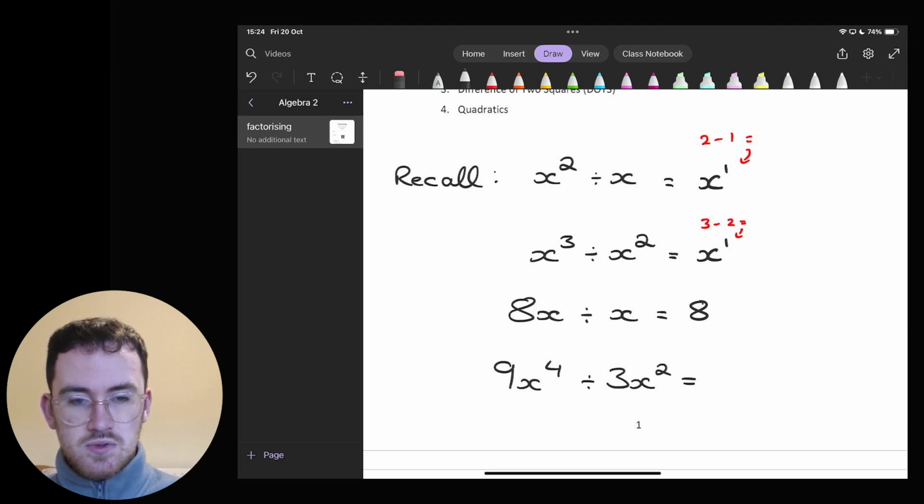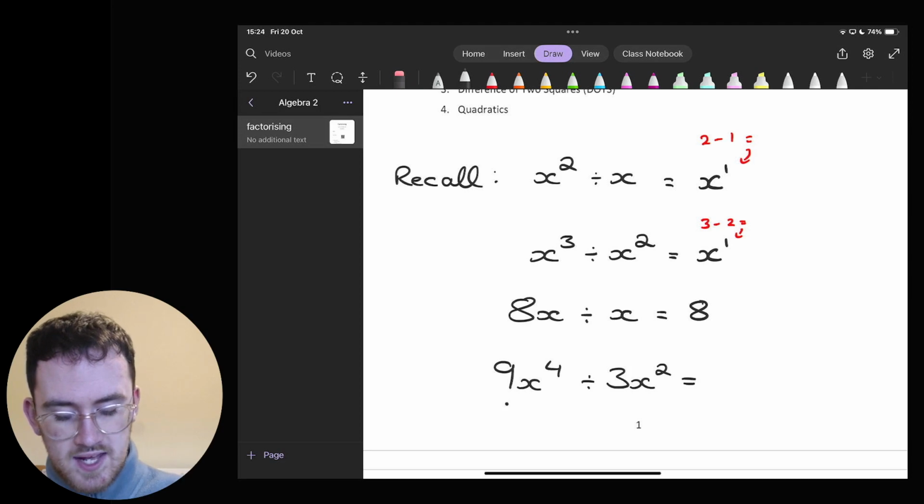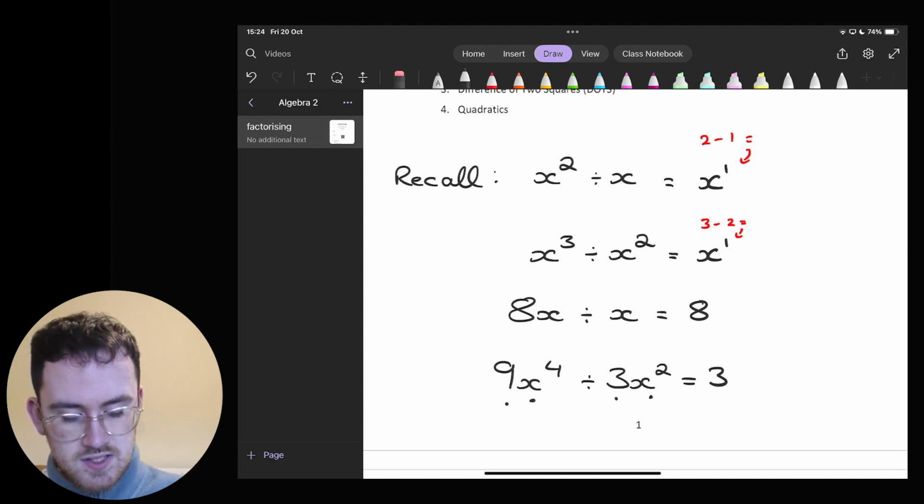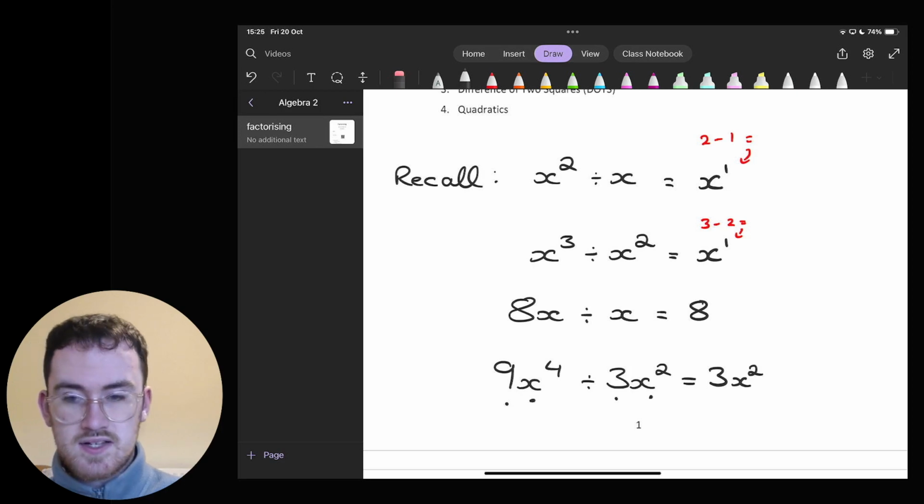And then for the last one, 9x to the power of 4 divided by 3x squared. Well, 9 divided by 3 gives me 3. X to the power of 4 divided by x squared gives me x squared, x to the power of 2. And that's just, again, subtracting the powers.